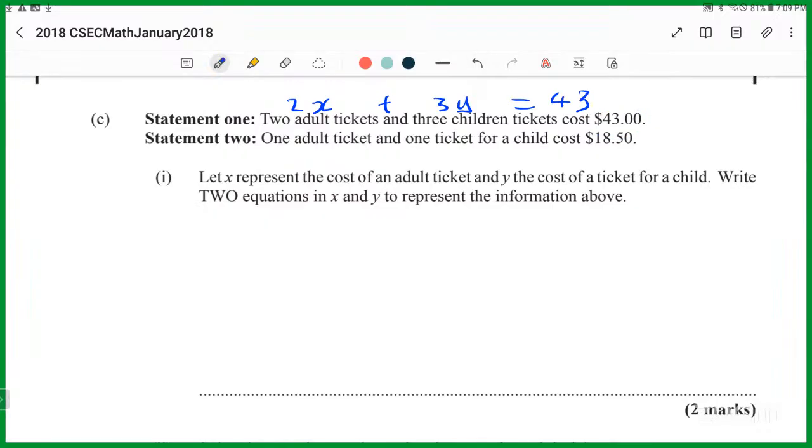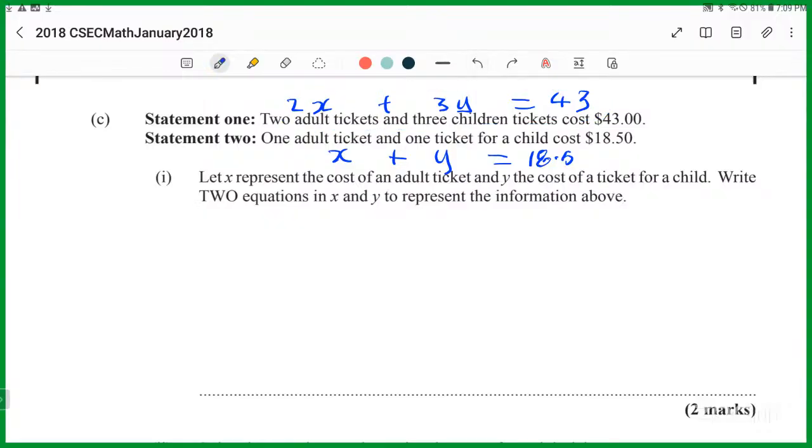Simple as that. You only use 1 adult ticket, which is X, plus 1 child ticket, which is Y. Add them up, you get this amount of money, $18.50, which is 18.5. That's your 2 equations right now.